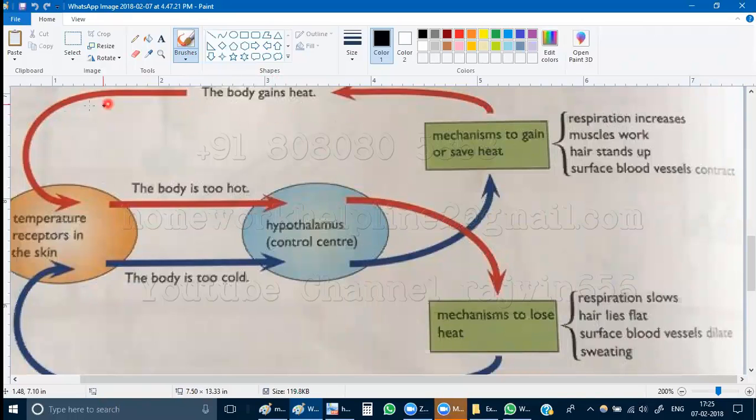If the body temperature is too high, the hypothalamus will detect these changes and carry out the functions in order to bring the temperature down. This is when the body is too hot and has to be cooled down. So here the respiration will be slowed down, the hairs will lie flat, the surface blood vessels will dilate, and sweating will happen. In the same way, when the body is too cold, there is a mechanism by which the temperature of the body is increased. These are the processes that are controlled by the activity center of our brain, the hypothalamus. This is known as negative feedback.